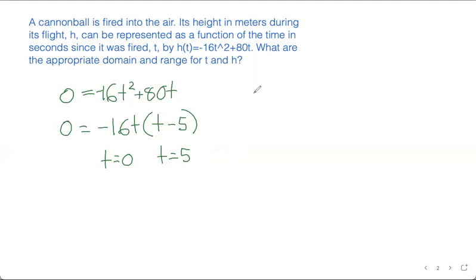Let's look now at domain and range. In this case, we have height as a function of, or based on, time. So time is the input. This is kind of like the x. And height is the output. We can see that here. That's kind of like y. If this question asks for domain, we're talking about time because that's the input. So let's start with that one, domain.